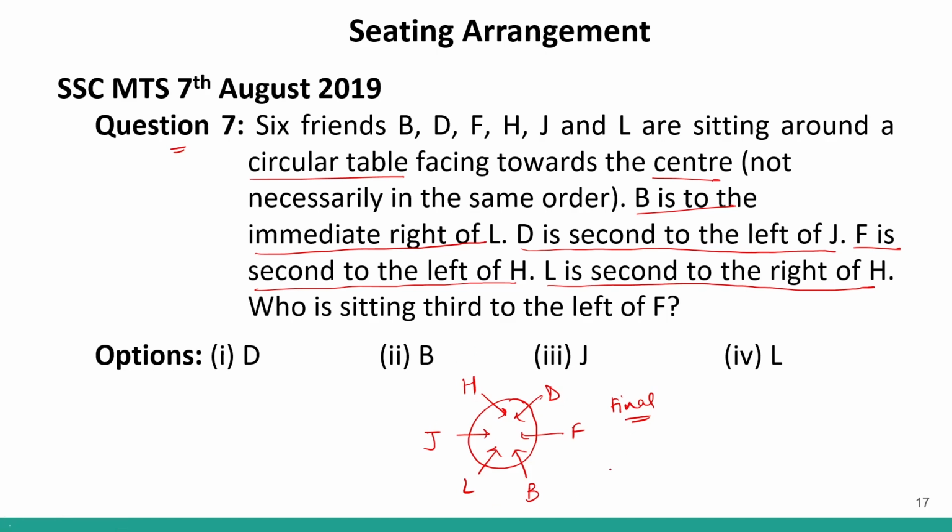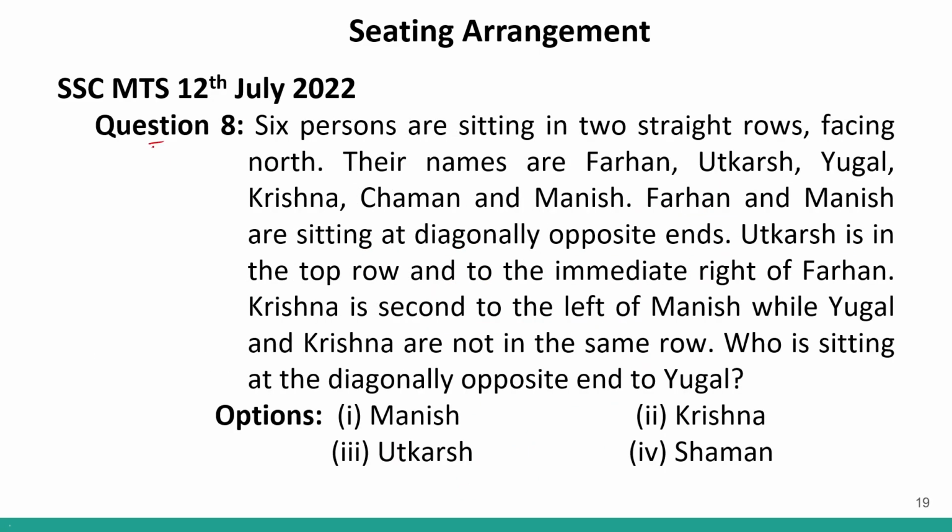Okay, so based on this final arrangement, the question asks, who is sitting third to the left of F? So, F is over here, correct? Third to the left means 1, 2 and 3. Third to the left, we will have J. My answer will be option number 3, J. Clear? This will be my answer. Option number 3, J.